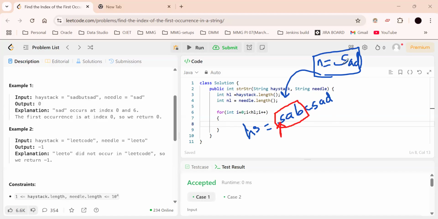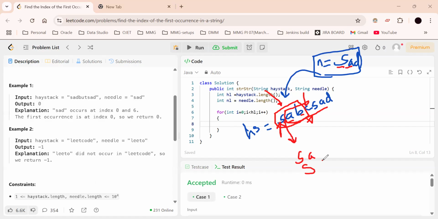How many characters do I need to check for sad? I need to check, do I have S? S, they are matching. Then I check for A. A, they are matching. Next, D and B, they are not matching. So this is not my answer. Next, should I directly go to the next character C, or should I even consider A here? What should we do, guys? We should even consider the next character. So initially we are at S. We compared S with S.